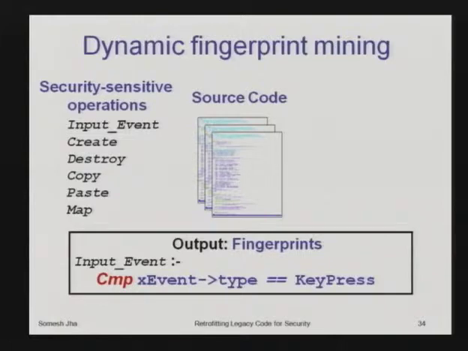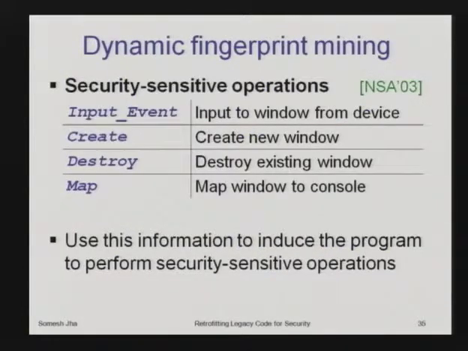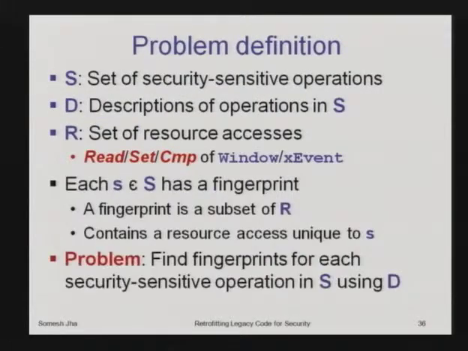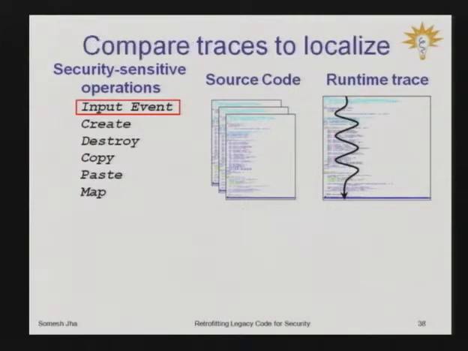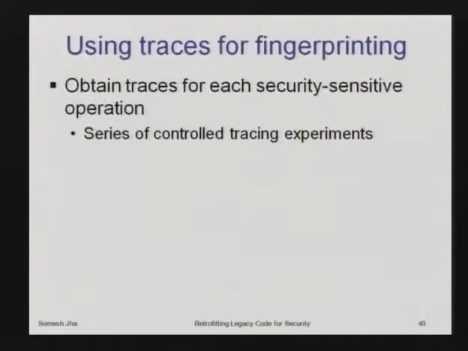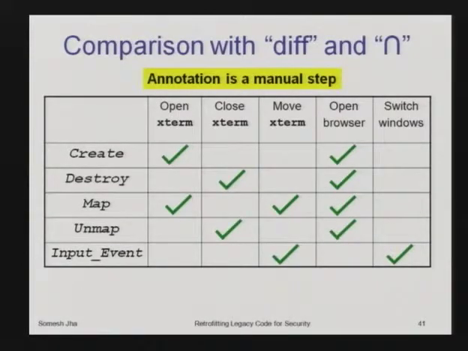Okay, so here's what we want to do. You give us the source code and some very high-level specification of input event, create, destroy, and so on, and out come these fingerprints. For example, the kind of thing that we need is something like this: the input event, some sort of a description of it, and I think the best thing is to just give an example here. So all we are using is a specification something like this.